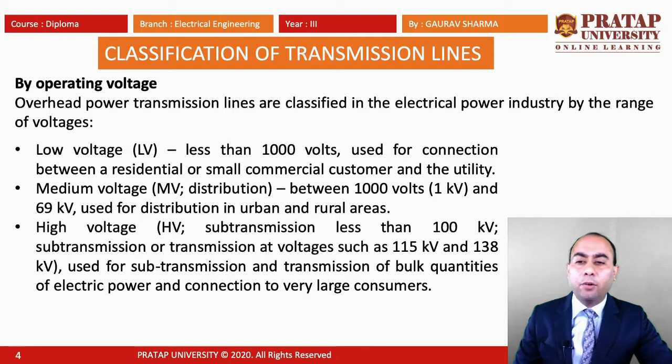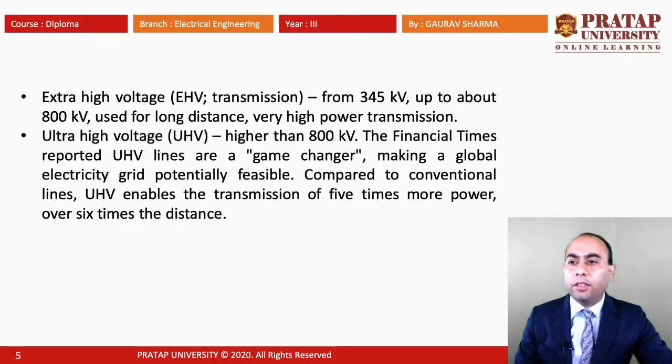And the last is high voltage, also called HV. It is sub transmission, less than 1000 kV, sub transmission or transmission at voltages such as 115 kV and 138 kV, used for sub transmission and transmission of bulk quantities of electric power and connection to very large consumers. Also we have extra high voltage, which is from 345 kV up to about 800 kV, used for long distances and very high power transmission. And we also have ultra high voltage, which is higher than 800 kV.